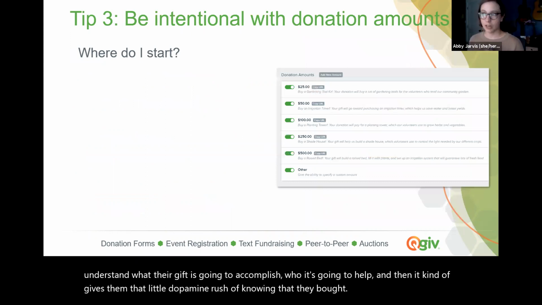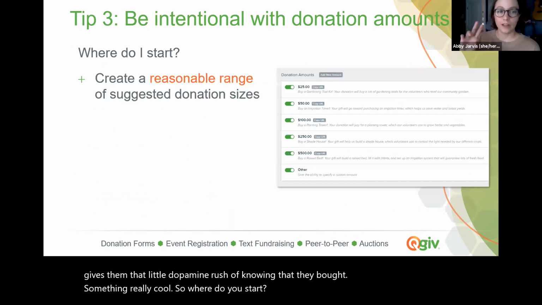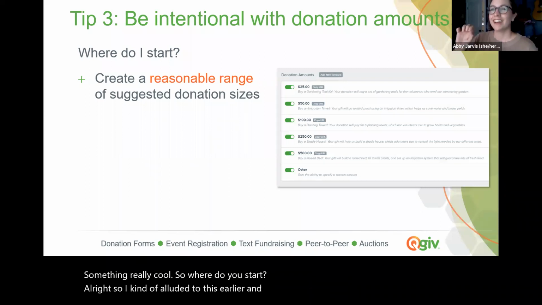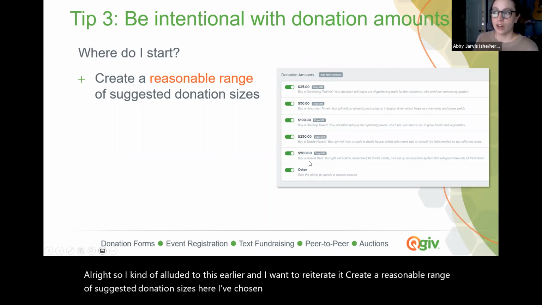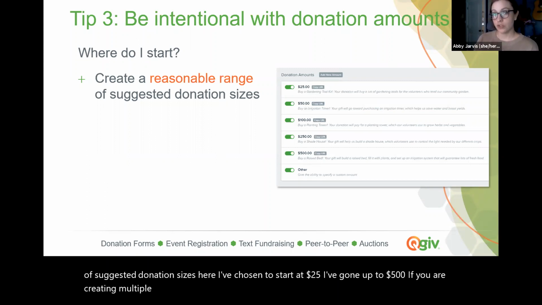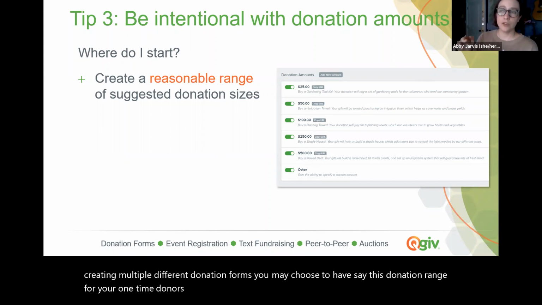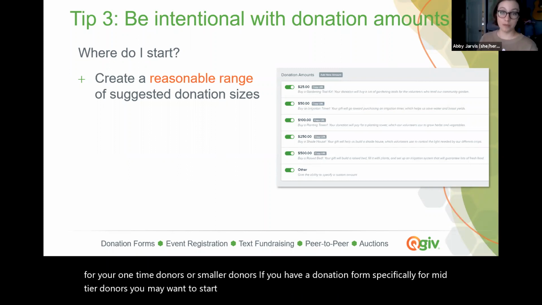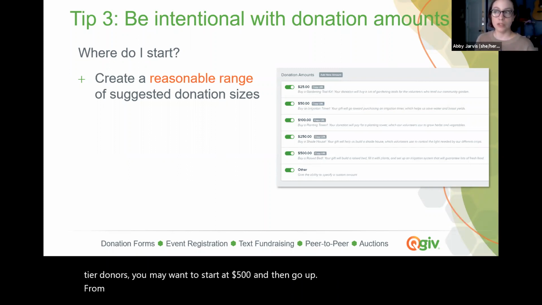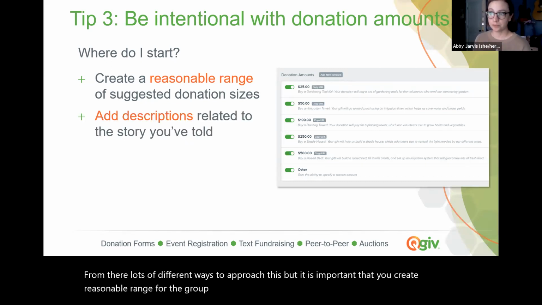So where do you start? All right. So I alluded to this earlier, and then I want to reiterate it. Create a reasonable range of suggested donation sizes. Here, I've chosen to start at $25. I've gone up to $500. If you are creating multiple different donation forms, you may choose to have, say, this donation range for your one-time donors, your smaller donors. If you have a donation form specifically for mid-tier donors, you may want to start at $500 and then go up from there. Lots of different ways to approach this, but it is important that you create a reasonable range for the group of donors that you are sending this form to.